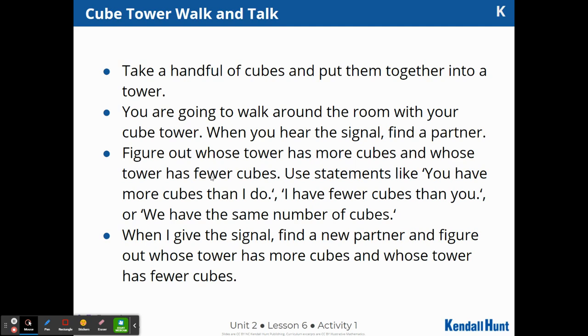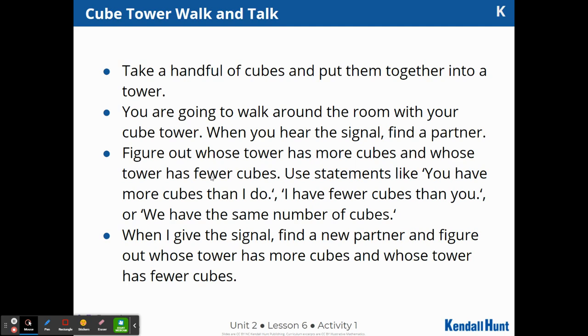A good thing to do here, you can start music, allow them to move around, dance, and then stop the music, and then they have to find a partner. And then they figure out whose tower has more cubes and whose tower has fewer. And then they're going to use the statements. You have more cubes than I do. I have fewer cubes than you do. We have the same number of cubes.